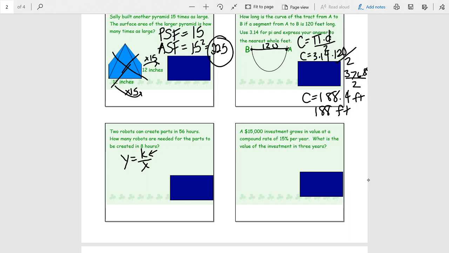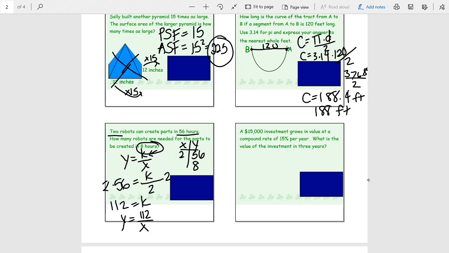So we plug in what we know, and we know that 2 robots create parts for 56 hours. Well, if I represent this as x and y, and say we have 2 robots for 56 hours, let's plug that in, and we would say 56 equals k divided by 2. Well, to get k by itself, I'm going to multiply by 2 on each side, and I see that 112 is my constant, which means I actually have an equation once I plug it in to say y equals 112 divided by x. Now that we know a new amount of hours, we want 8 hours here for y. We would say, okay, well then if y is 8, what would x have to be?